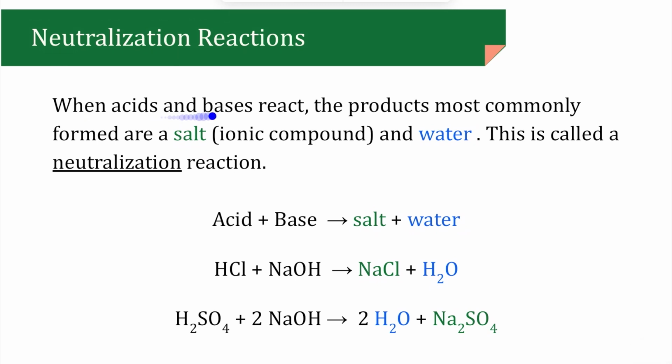So when those acids and bases react, the products most commonly formed are a salt, which is an ionic compound, and water. This is called a neutralization reaction. Remember, if something is neutral, it means it has either both that H and that OH, like water, or it has neither of those. And so any of our ionic compounds or salts fall into that category. And so with that, our products of an acid-base reaction are neutral.